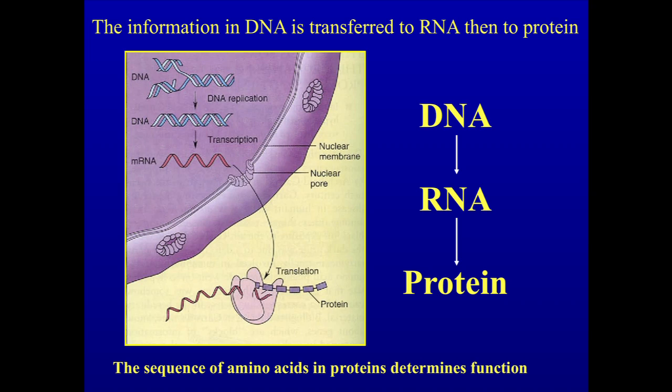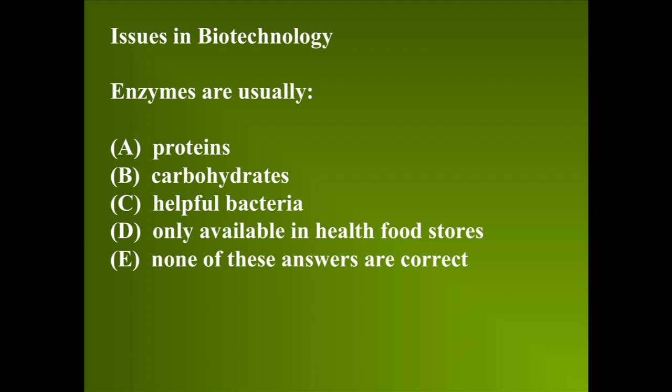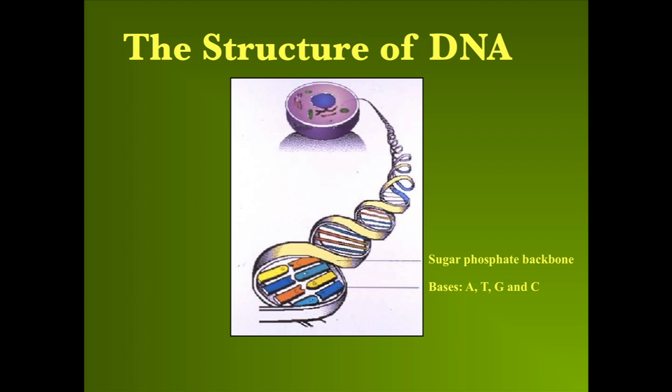But the information in DNA is transferred to an intermediate called RNA. DNA stays in the nucleus. It's transferred to an intermediate molecule, RNA, and then goes out into the cytoplasm where that information is transferred into proteins. And as I mentioned, it's proteins that do all the work in cells. Enzymes, for example, are usually proteins. So enzymes are proteins that catalyze reactions in cells. So again, what was it about this structure?